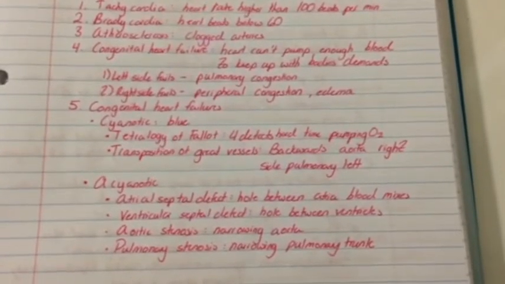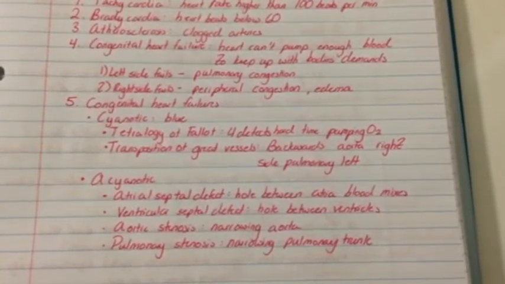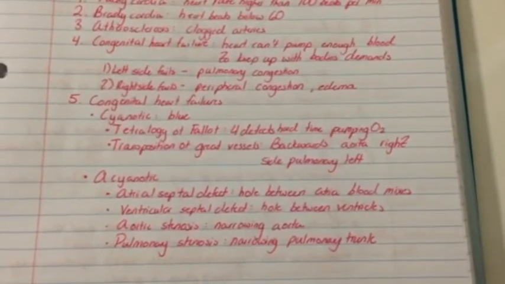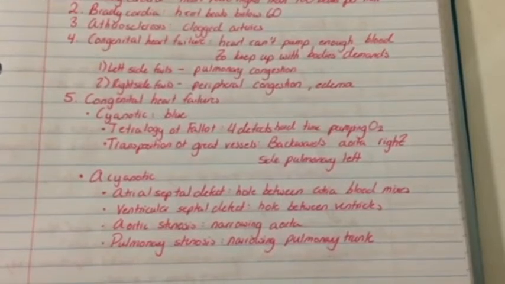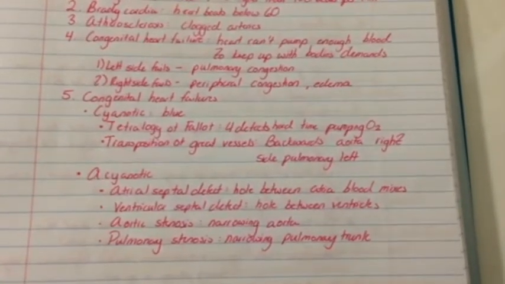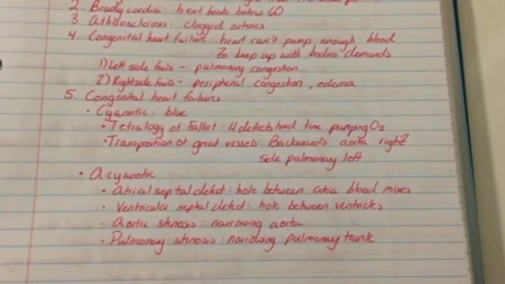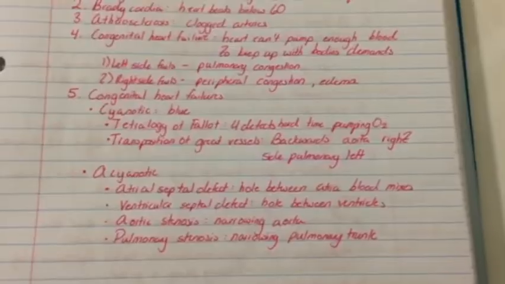Acyanotic includes atrial septal defect, which is a hole between the atria and the blood mixes in. There's ventricular septal defect, which is a hole between ventricles, and aortic stenosis, which is a narrowing of the aorta, and pulmonary stenosis, which is a narrowing of the pulmonary trunk.